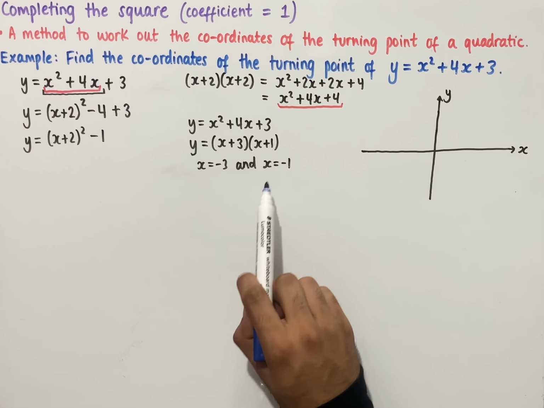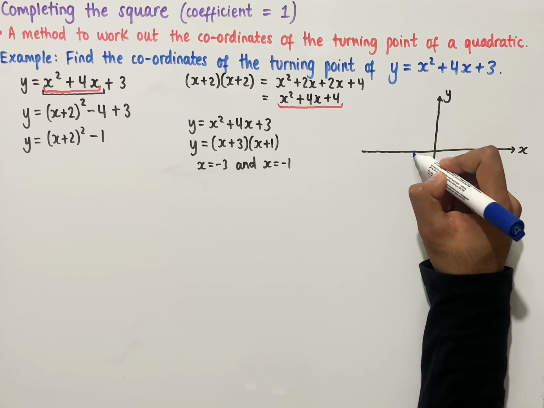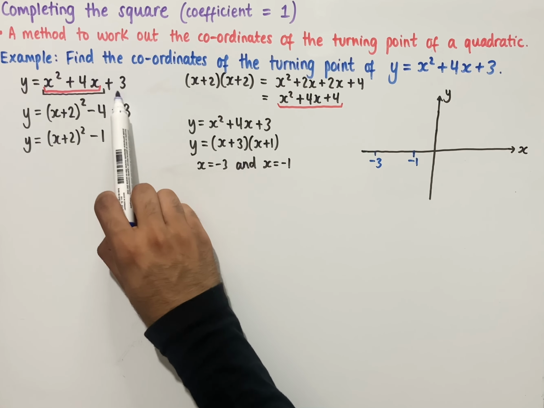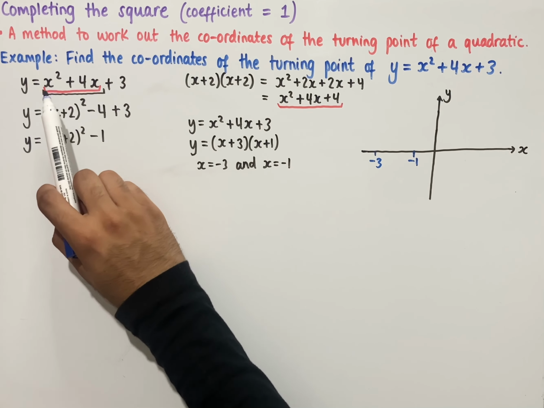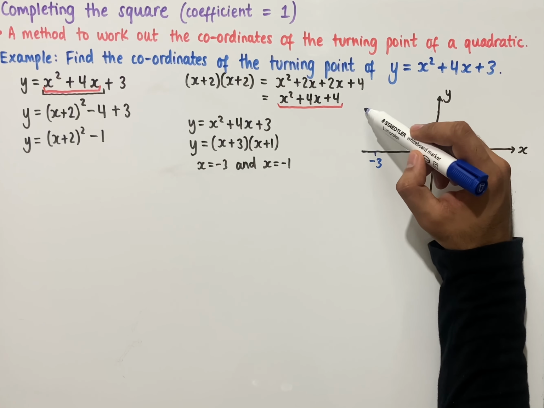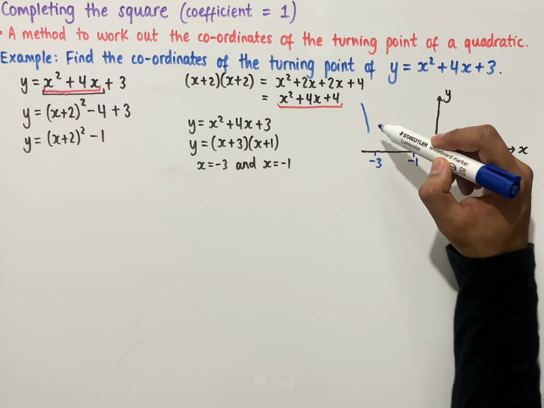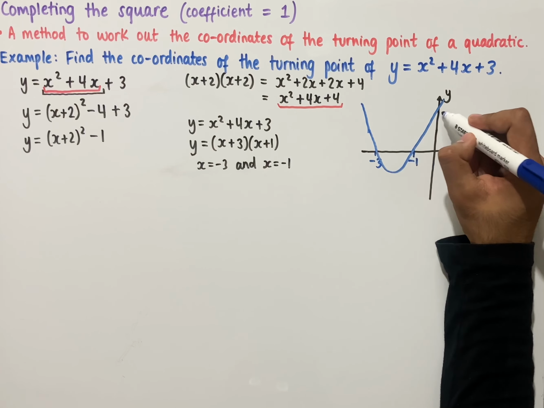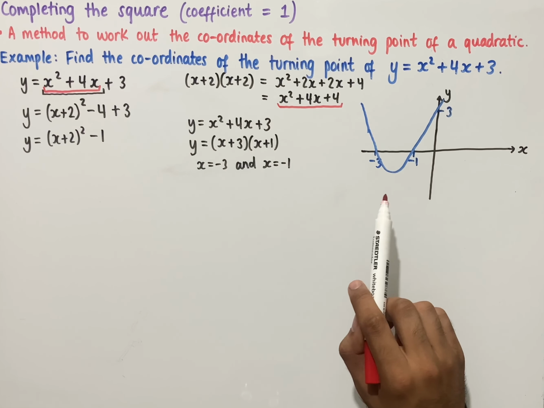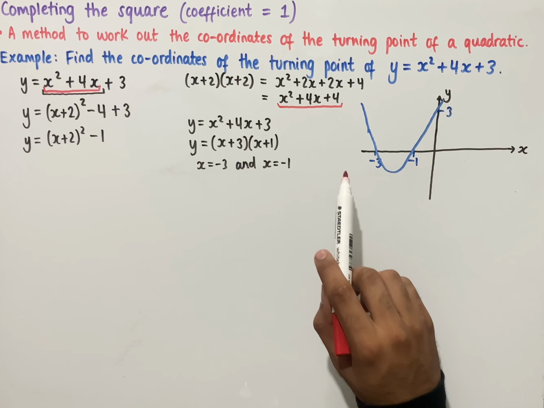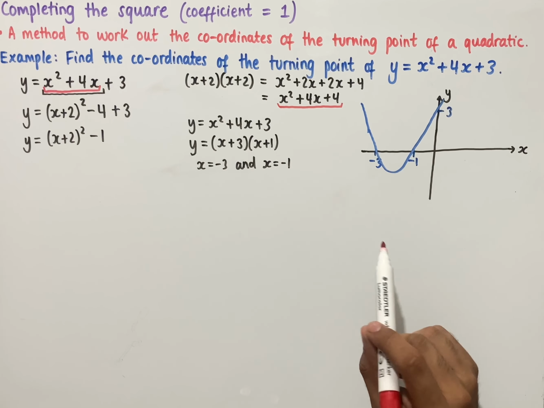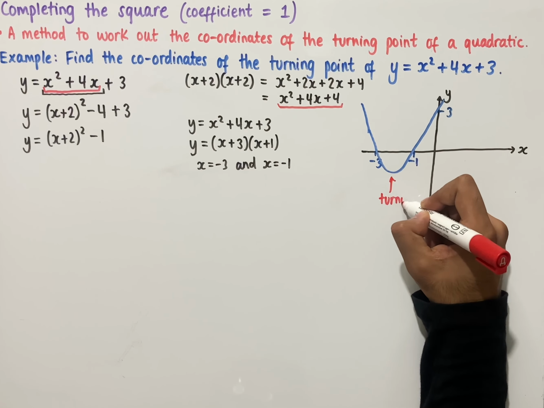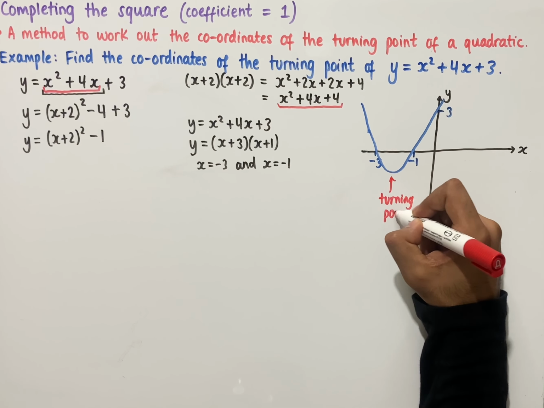And so sketching our quadratic, we have two roots at minus 1 and at minus 3, and we know that the y-intercept of the quadratic is positive 3. And since the coefficient of x squared is positive, it is a u-shape. So sketching the quadratic, we should get something that looks like this, with the y-intercept being positive 3. Now looking at the sketch, the turning point of this quadratic is where the graph goes from decreasing to increasing. And so we can see that that turning point is this point at the bottom here, which in other terms we can call the minimum point.